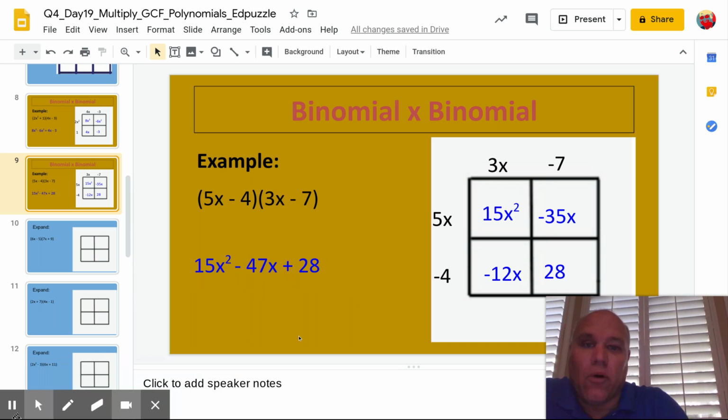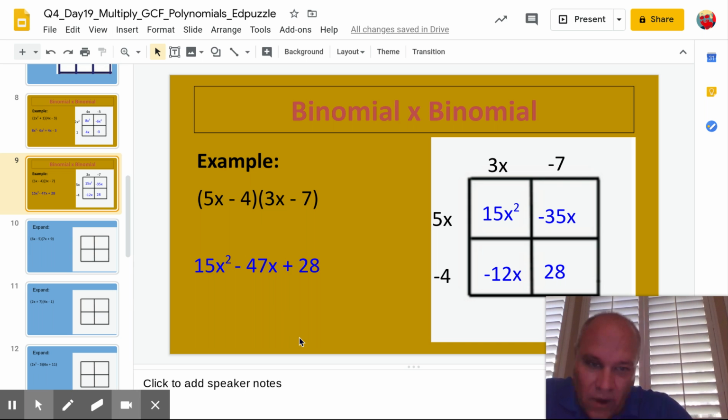5x minus 4 multiplied by 3x minus 7. So it's a binomial times a binomial. So here's my left side, I put the 5x minus 4. The top of my generic rectangle, I put the 3x minus 7. The order does not matter. I could have put 5x minus 4 on top and 3x minus 7 on the left side. I get the same answer when it's all said and done.